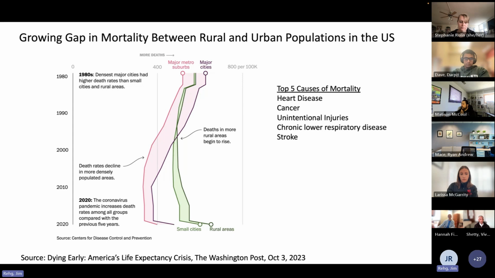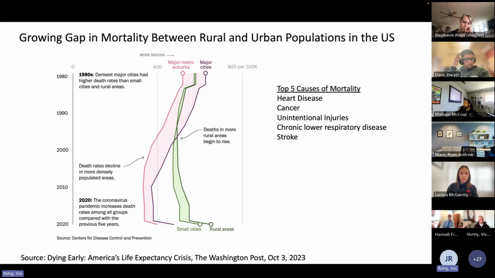A particular context for this that's relevant to my lab is this growing rural-urban divide in health outcomes, which you may be familiar with. This is a graphic from an interesting article in the Washington Post a few years ago. And what it shows on the y-axis is simply the progression of time from top to bottom. And on the x-axis is death as a function of population. And what you can see is that in the 80s, rural areas shown in green were more or less in the same range in terms of mortality as urban, as major cities and their suburbs.